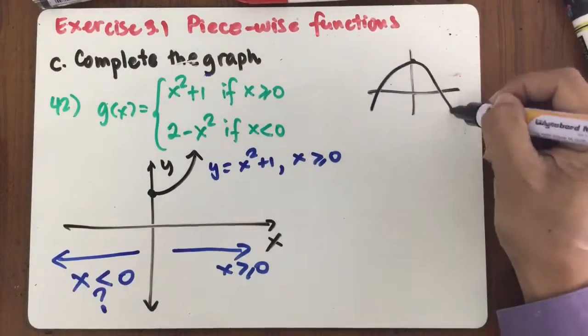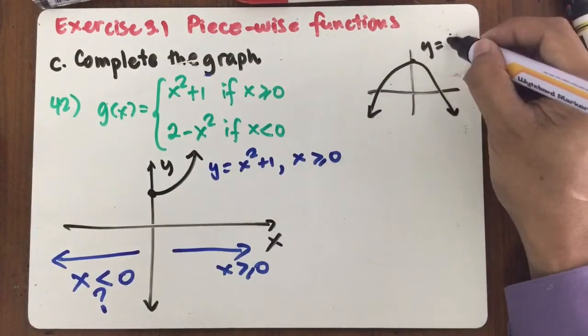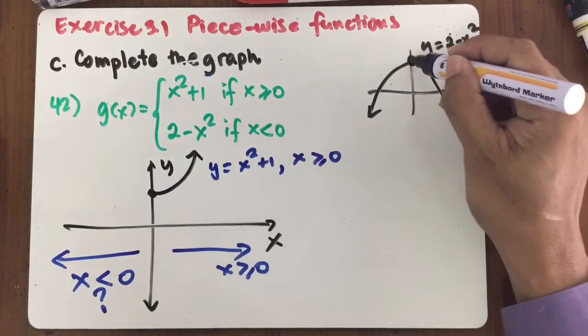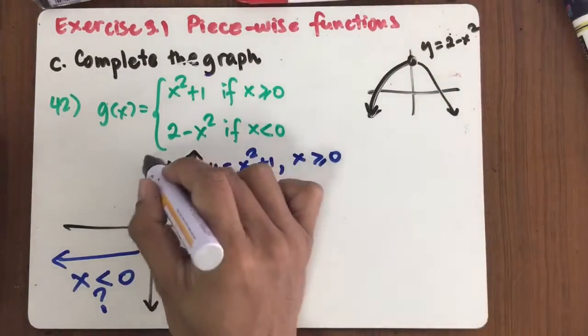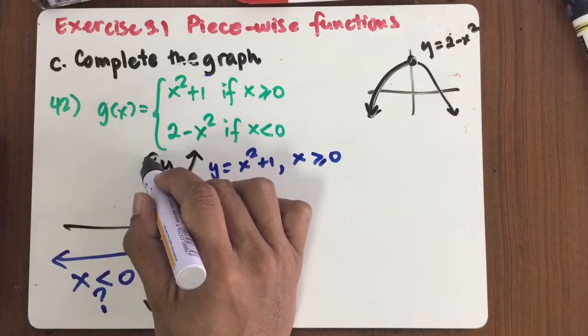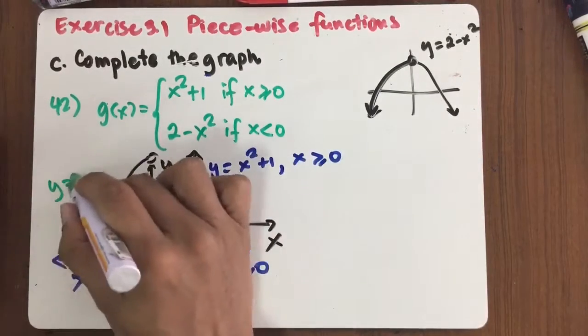Ganito muna gawin natin. Let us sketch the entire parabola defined by 2 minus x squared. So yan yun. But we shall only consider the part when x is less than 0. So doon ka magsisimula. Okay, so this part of the curve is our graph when x is less than 0.